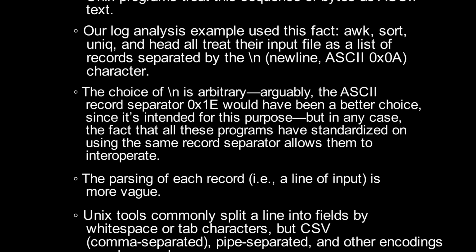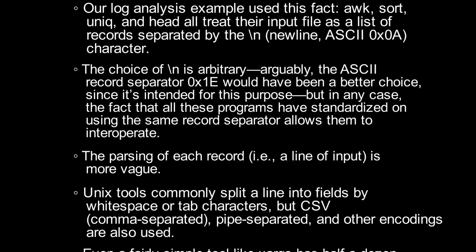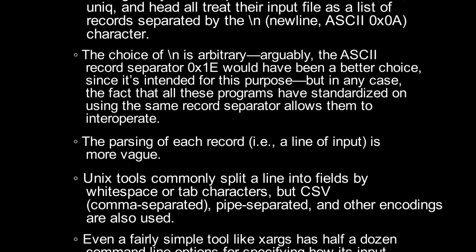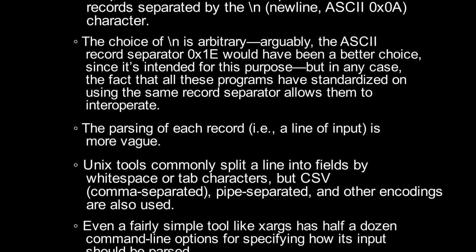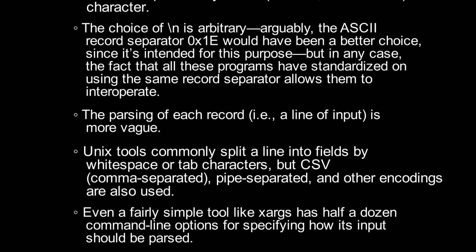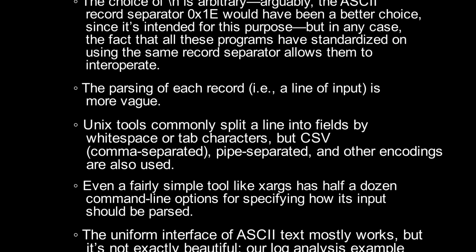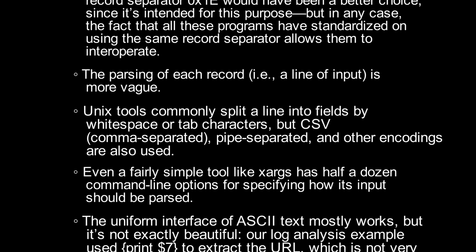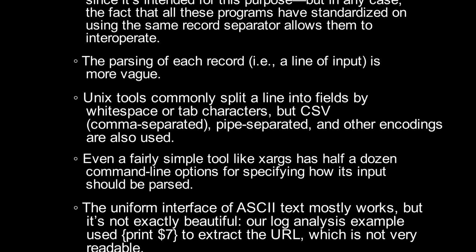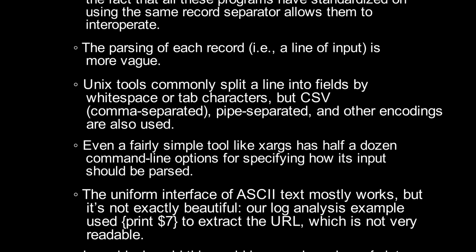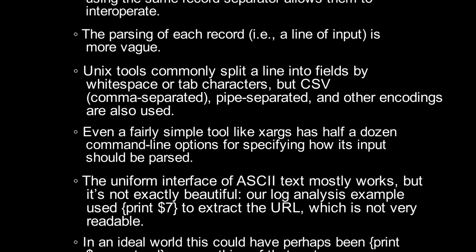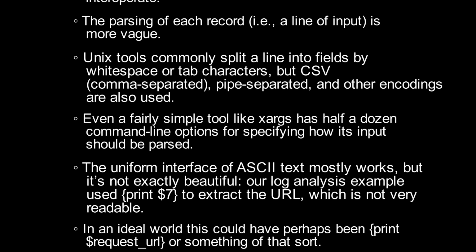The parsing of each record, i.e. a line of input, is more vague. Unix tools commonly split a line into fields by whitespace or tab characters, but CSV, comma separated, pipe separated, and other encodings are also used. Even a fairly simple tool like xargs has half a dozen command line options for specifying how its input should be parsed.